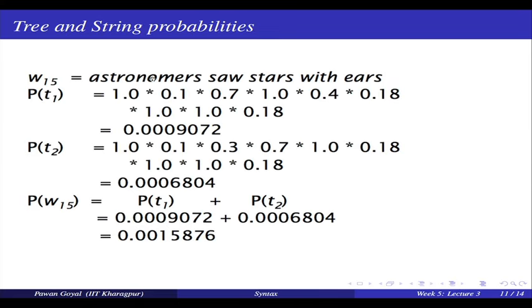So in the first case, I had the sentence and there were 2 parse trees. I can compute the probabilities of each one, PT1 and PT2. And then to find the probability of the whole sentence, I just add up these two probabilities, PT1 plus PT2, and that gives me the probability of this whole sequence.